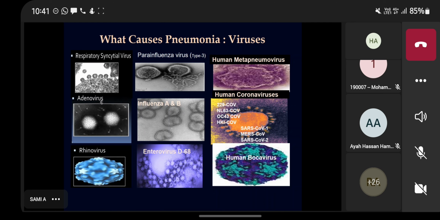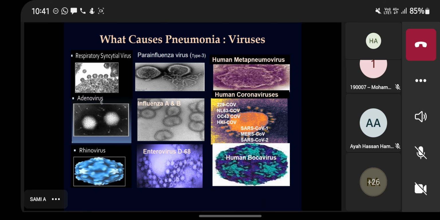These children also developed acute flaccid myelitis. Now, I want you to pay attention for this group here of viruses. Now, human metapneumovirus, it's a virus. Initially, we thought that this is a novel virus.